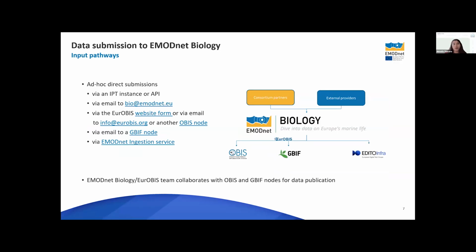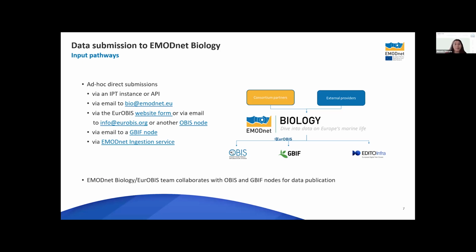Okay, now for the Aquarius data providers, a key step is to understand how to submit marine biodiversity data to EMODnet Biology. There are several options. You may choose which is easiest for you or more relevant to you. If you're already familiar with the IPT instance or the GBIF API, you can send it through there. But you also have the email through EMODnet Biology or through EurOBIS with the website form. And if you're in a different region of the world, you could always find your relevant OBIS node. But you could also submit it through EMODnet ingestion.